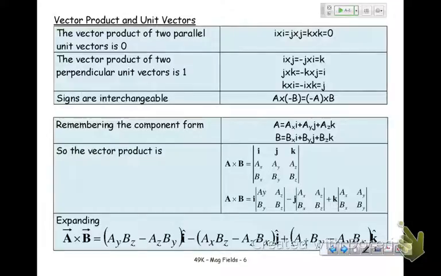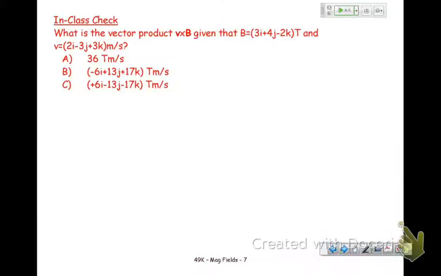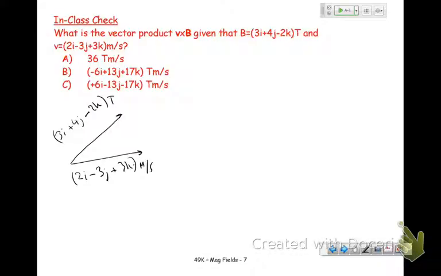And then how do we do them? Remember that in Physics 1, I just like to get on and do it. So let's just do one of these. I'll remind you of it, and then you can do some practice. So what's the vector of V cross B, given that B is 3I plus 4J minus 2K Tesla, and V is 2I minus 3J plus 3K meters per second. I don't know which direction these are in. I'm just imagining them in these directions.